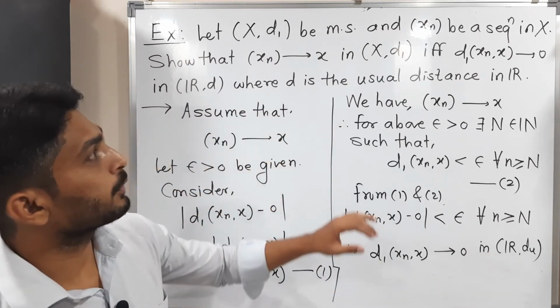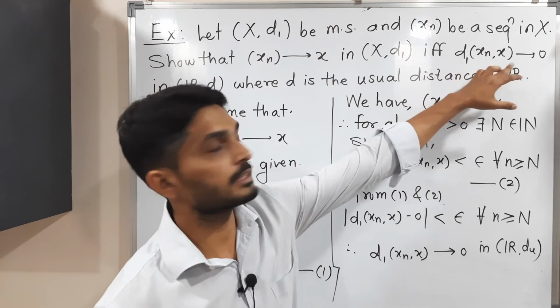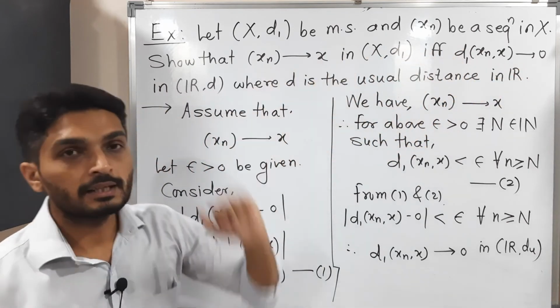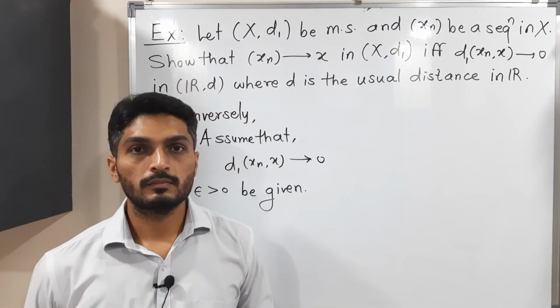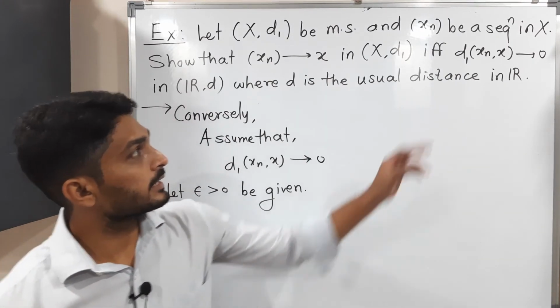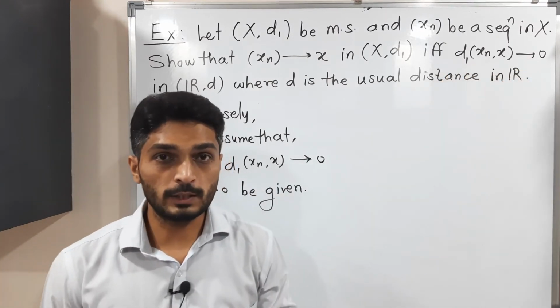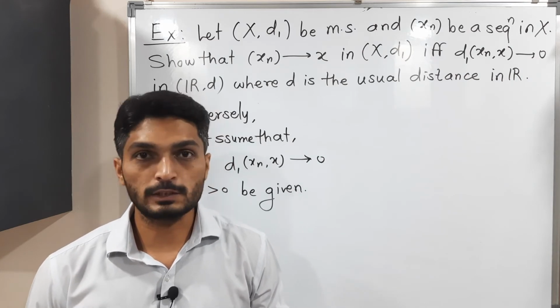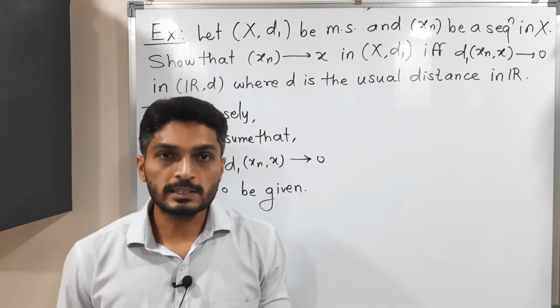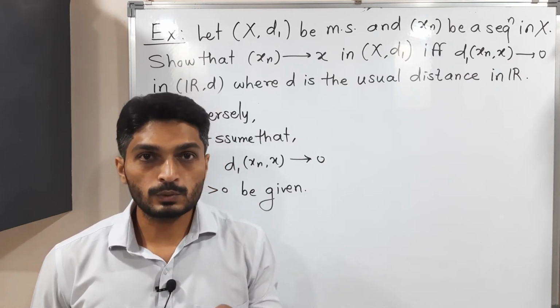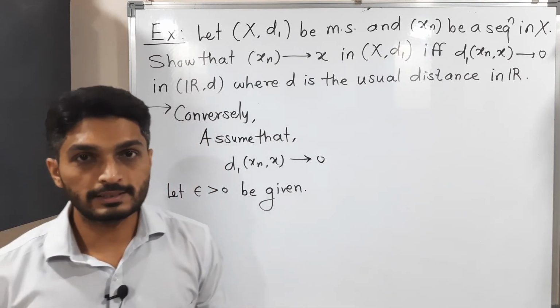In the remaining half part, what we have to assume? We have to assume that D1 of Xn, X converges to 0 and we have to prove that Xn converges to X. Make a screenshot of it first. See, conversely, we assume that D1 of Xn, X converges to 0 and we have to prove that sequence Xn converges to X. So I have assumed that part. Okay. So obviously in the definition of convergent sequence, we use epsilon. So I have taken epsilon greater than 0 also.